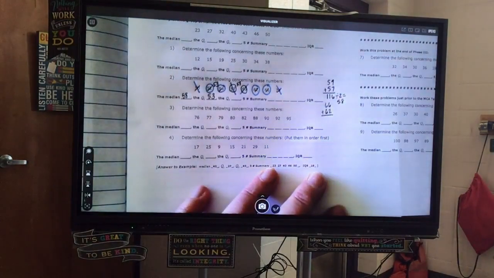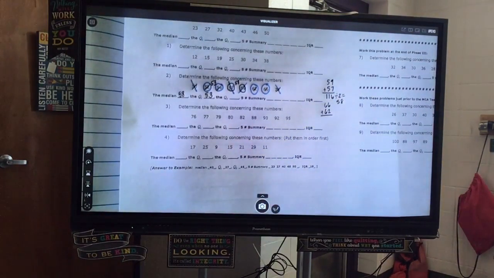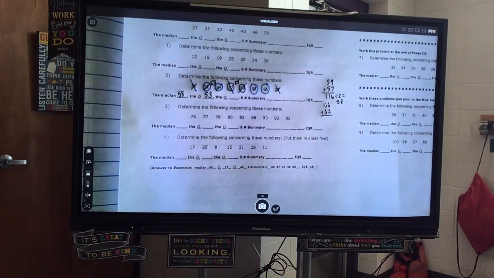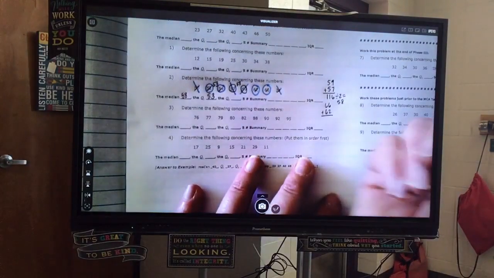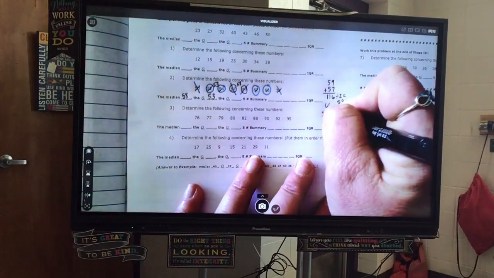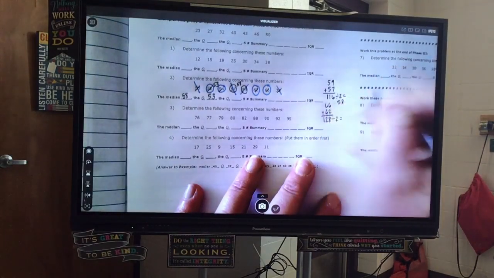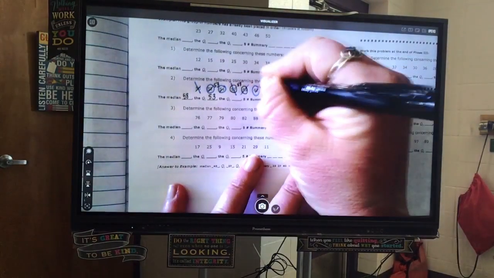Stand up when you have your answer. Alright, what did we get when we did 66 plus 62? 128, and we divide that by 2. Alright, so my Q3 is 64.